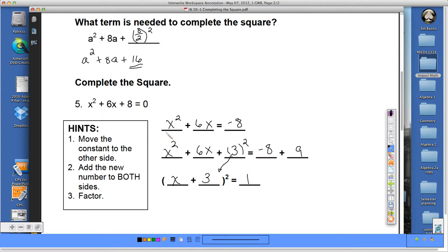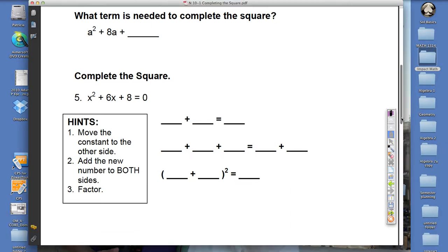All right, so let's do a few more examples. A couple of them are a little harder. And I'm going to show you on one of them too how this is used to solve.